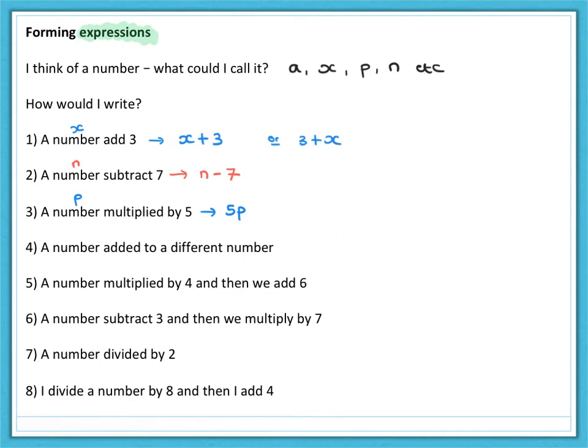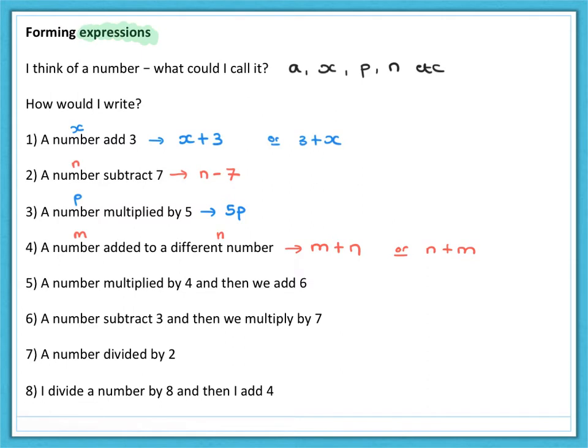Number 4, I think of a number, I'll call it m, and it's added to a different number. Well, I'll call that number n. So that gives me m plus n, or, if I want, n plus m. Doesn't make any difference, they both mean the same thing in this case.